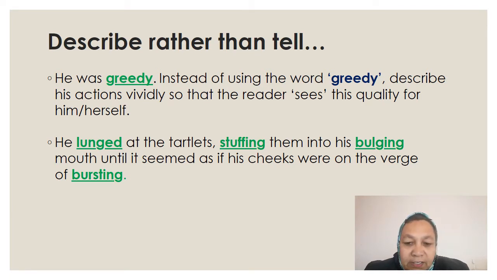Let's look at the sentence below. He lunged at the tartlets, stuffing them into his bulging mouth until it seemed as if his cheeks were on the verge of bursting. So what does the reader picture? The reader pictures the person's cheeks bulging literally with all the tarts that have been stuffed inside. And so based on that, one concludes then that this person is quite greedy.